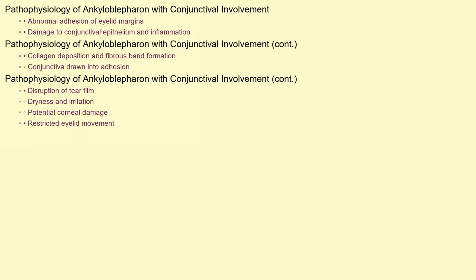The persistent inflammation and scarring can disrupt the normal tear film, leading to dryness, irritation, and potentially corneal damage. The presence of these fibrous adhesions restricts eyelid movement, interfering with blinking and further exacerbating the problem.